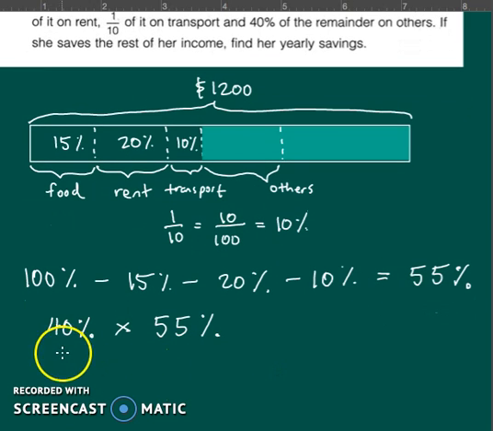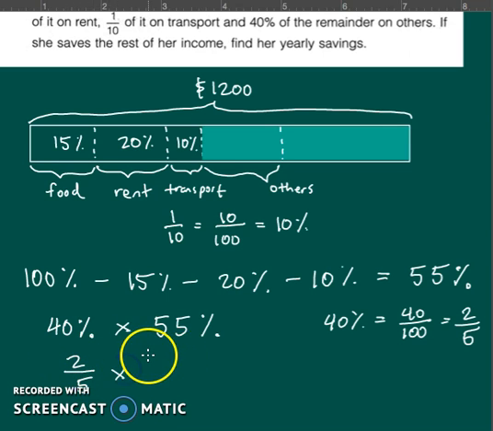The simplest way is to convert one of the percentages to a fraction. So how can we express 40% as a fraction? 40% is equal to 40 over 100, which we can simplify to 2 over 5. So 2 over 5 times 55%.